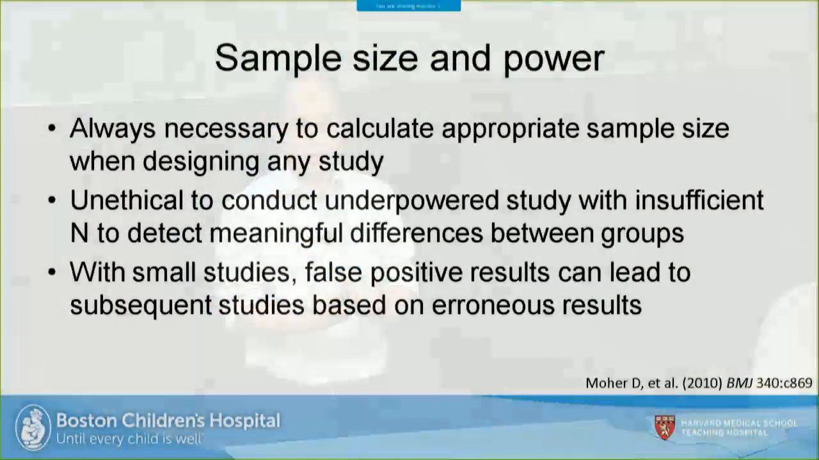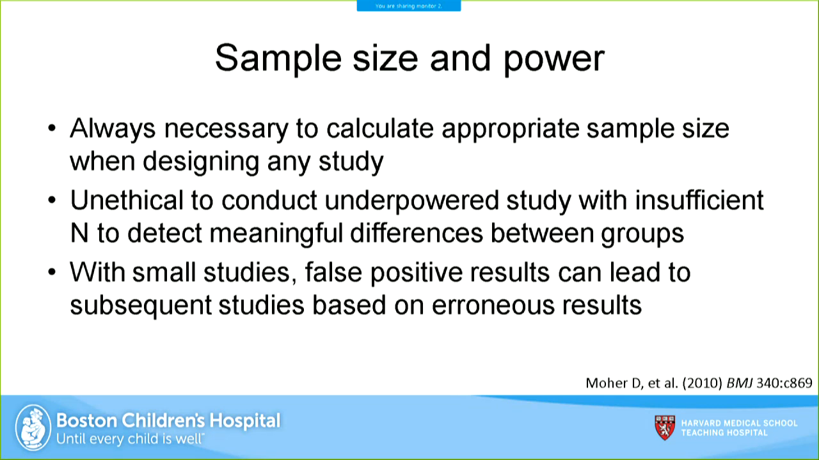All right, so next is sample size and power. It's always necessary to consider and calculate the appropriate sample size when designing any study. I've heard a lot of times, oh, this study is really just exploratory, I'm trying to gather information. Well, if exploratory, you're trying to maybe estimate a parameter, so let's put a confidence interval around that. How many samples do you need to have a certain precision for your parameter estimates? And it's really unethical to conduct an underpowered study with insufficient sample size to detect a meaningful difference between groups or to have a certain precision in your estimate.